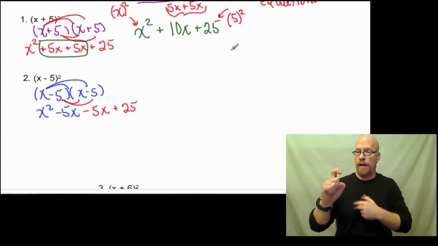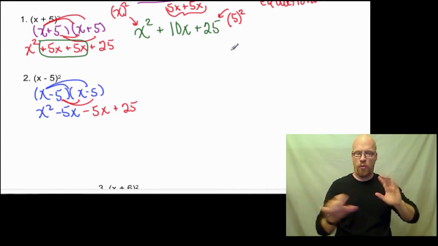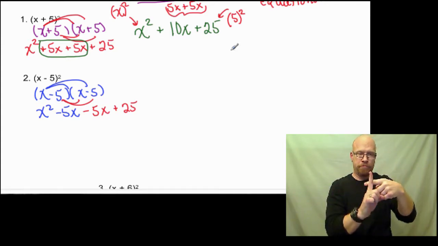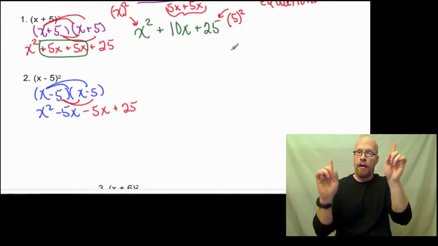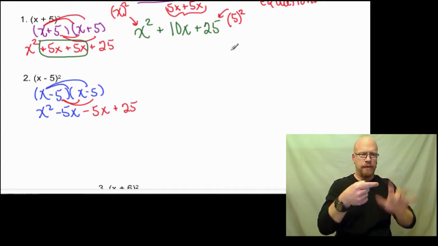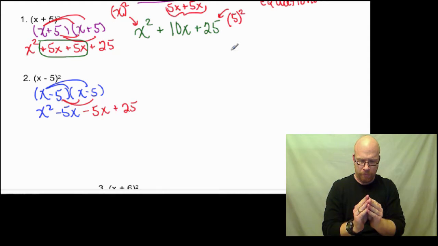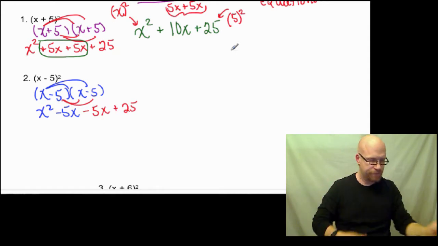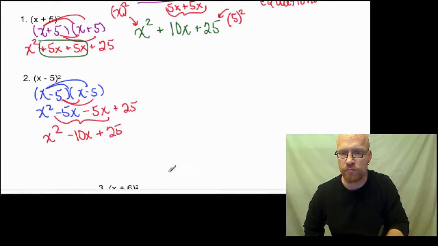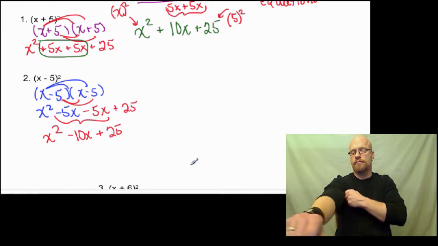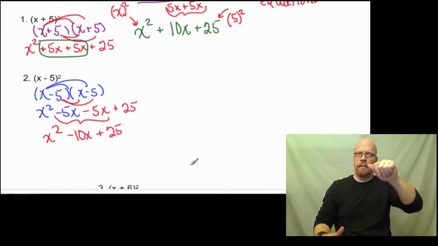Okay, now again, we have x squared and 25. Those are the same as before. It's positive 25 because negative times negative is positive. Now in the middle, we have 5x and 5x, but they're both negative. So negative 5x combined with negative 5x is negative 10x. By now, I'm hoping you can see the pattern here.